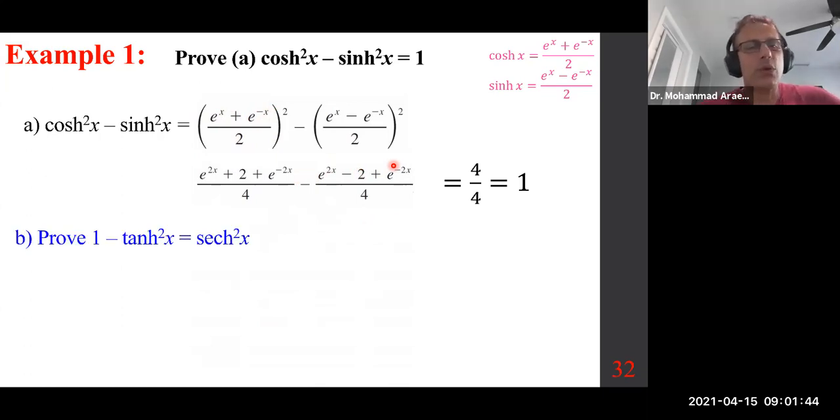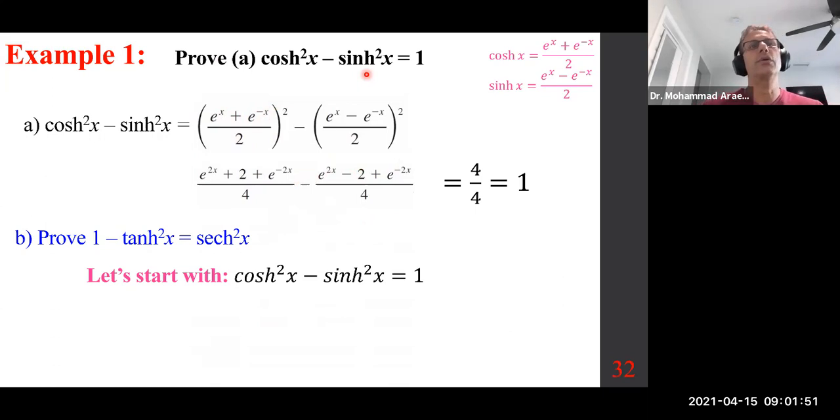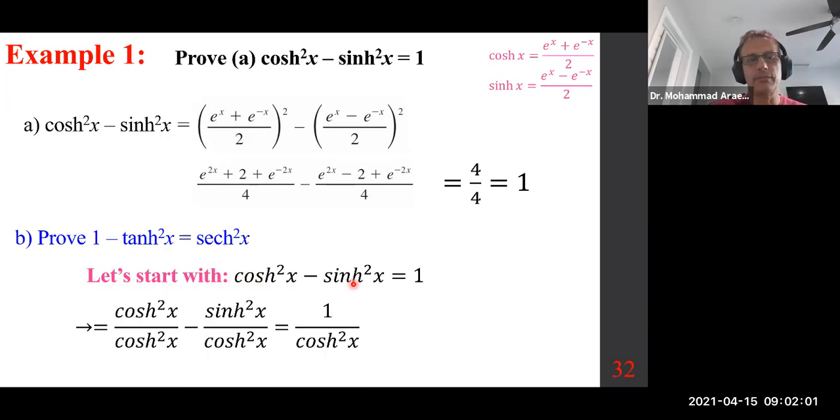Prove this one. We are going to start with the one we just proved, and we are going to divide, because we want this one to be 1. So we're going to divide this one by itself. So we divide everything by that. We are dividing both sides by cosh squared, and it basically gives us the result.